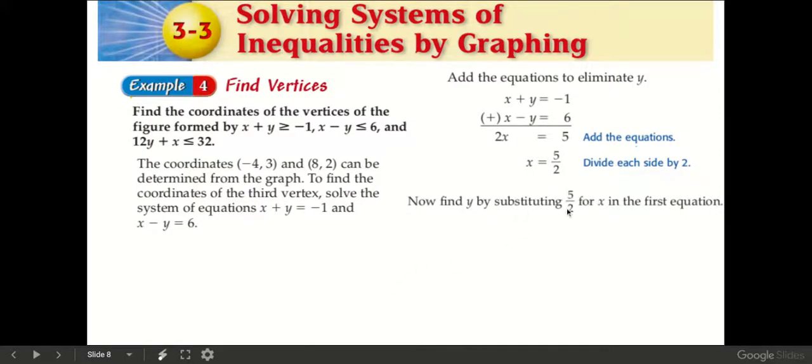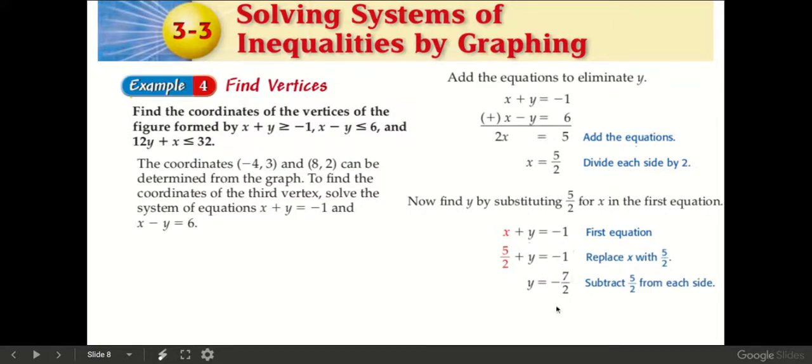And we can do that by substituting 5 over 2 in for x into one of the original equations. I'm going to use the first one just because it looks a little easier. So again, there's my x. I'm going to substitute 5 over 2. Once I do that, I'm going to subtract 5 over 2 from each side, which gives me y equals -1 minus 5 over 2, because this is really like -2 over 2. So that would give me -7 over 2. And then now I have my x coordinate and I have my y coordinate.